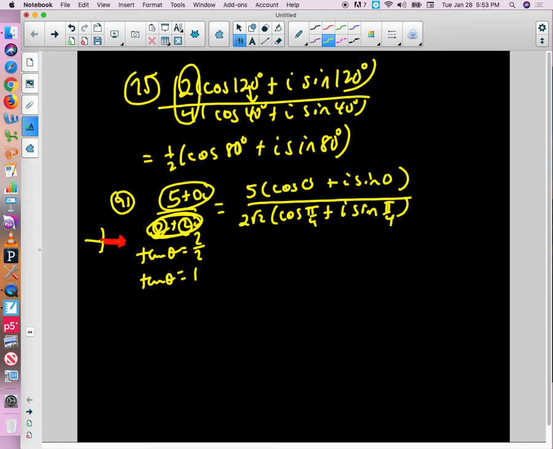And so I'm going to say 5 over 2 root 2, and then I'm going to subtract, and have cosine of 0 minus pi over 4, which is negative pi over 4, plus i sine of 0 minus pi over 4, which is negative pi over 4.